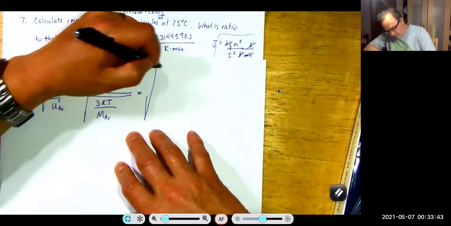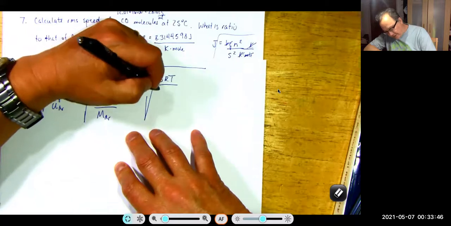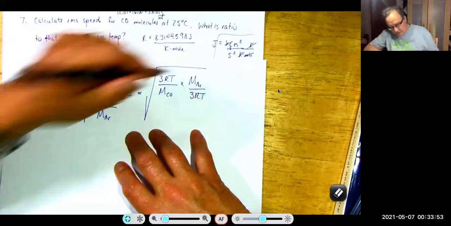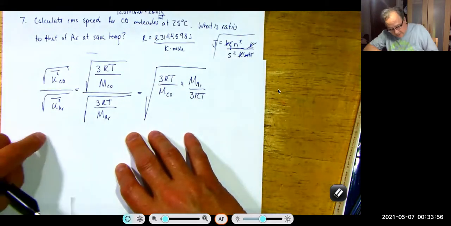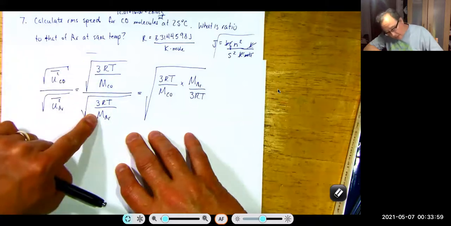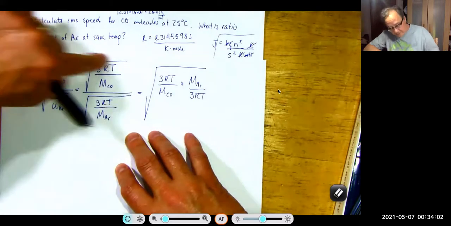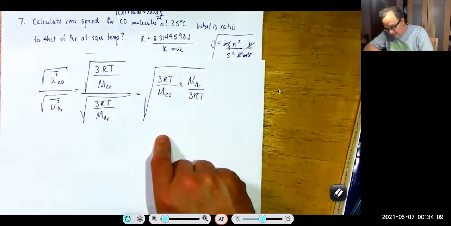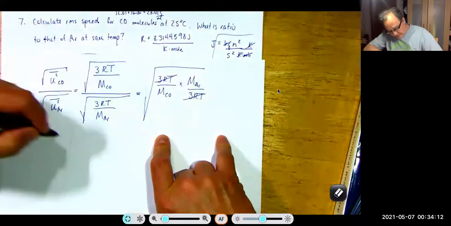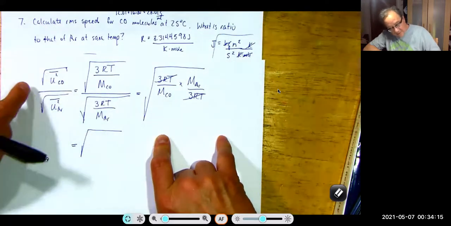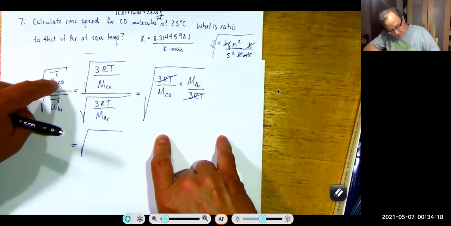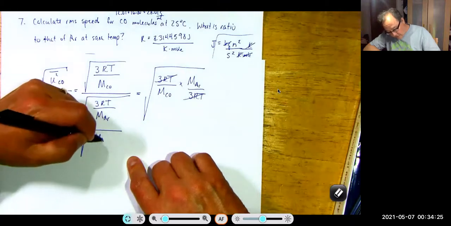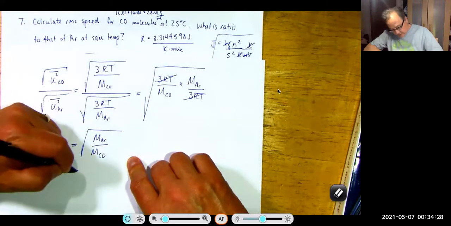So we're going to clean this side up. When we clean this side up, what we get is 3RT over the molar mass of CO2 times the molar mass of argon over 3RT. So I did 2 things at the same time. When I have this under the square root and this under the square root, I can combine both of these under one big square root. And then when you have a fraction divided by a fraction, you take the bottom fraction, flip it around, and multiply it times the top fraction. So you can see all this cancels out, and we get this really nice formula for the RMS speed of CO2 over the RMS speed of argon is equal to the square root of the molar mass of argon over the molar mass of CO2.